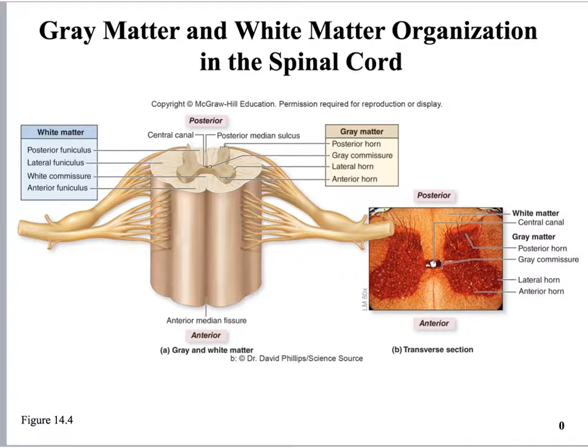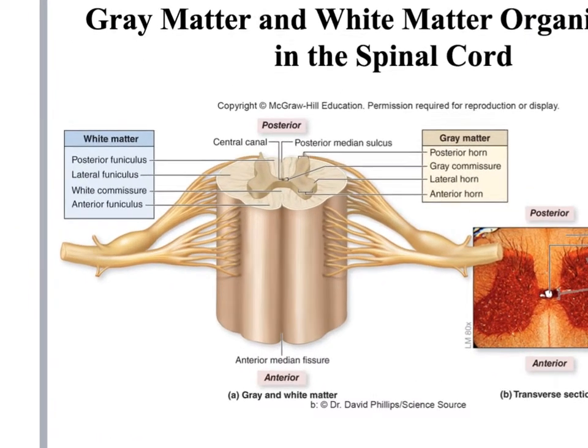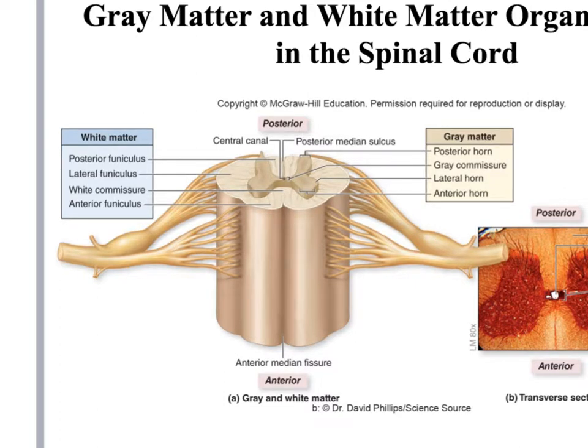Another gray and white matter organization: the outside is white matter, and the interior is gray matter. Just like I mentioned before, the posterior, lateral, and anterior horns are those areas. Actually, let's do this in different colors so you can see it. The posterior horn is back here, and the lateral horn is right there. So you can see where those areas are, along with the gray commissure and the central canal.